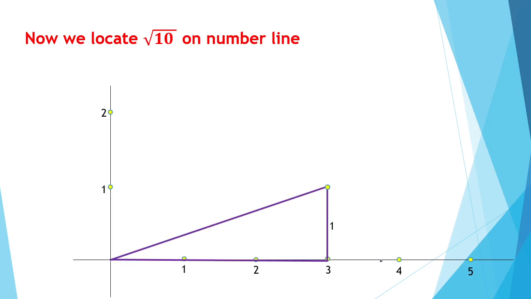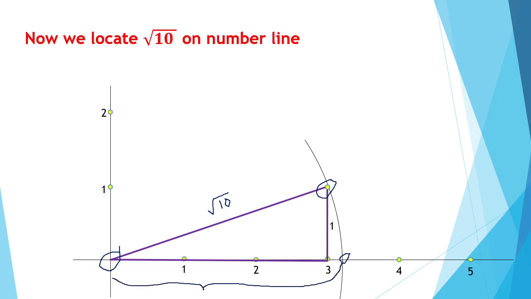Okay, now join. Yes, you are following, I think. Keep your compass here, and the pencil should be here, and draw like this. Means this is root 10. This is the hypotenuse. If this is root 10, then from here to here is also root 10, because both are radii, both are equal.